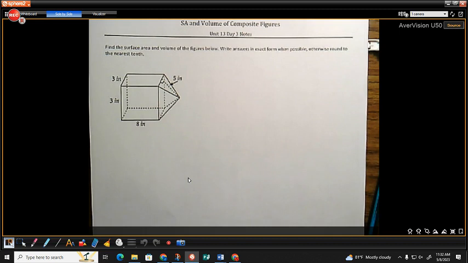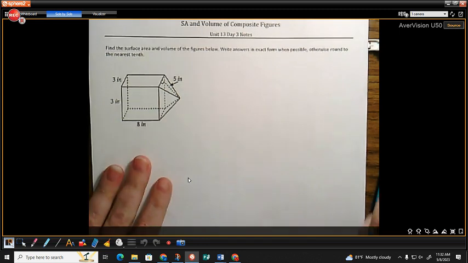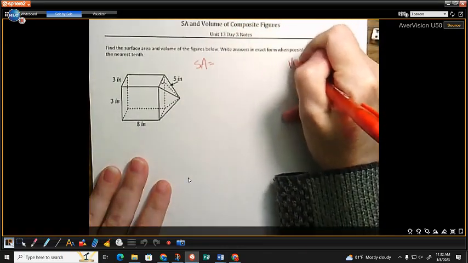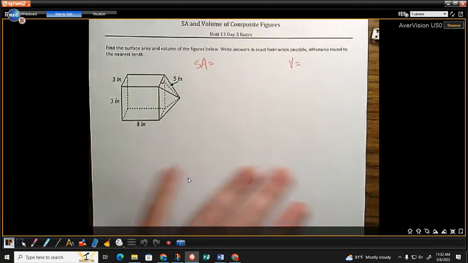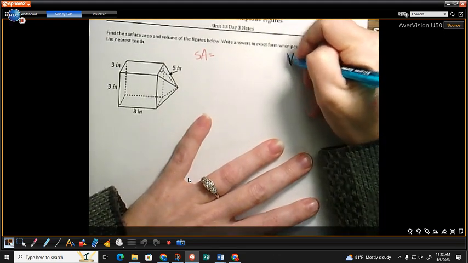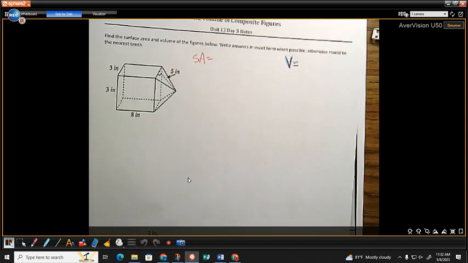A pyramid and a cube. Okay? And I'm just going to tell you right off the bat, volumes are almost always going to be simpler. So we're going to be doing surface areas and we're going to be doing volumes. Oh, actually, I'm going to do volume in a different color so I can keep things straight. Okay, so here's volume.